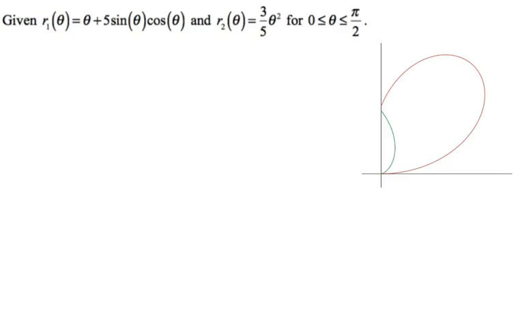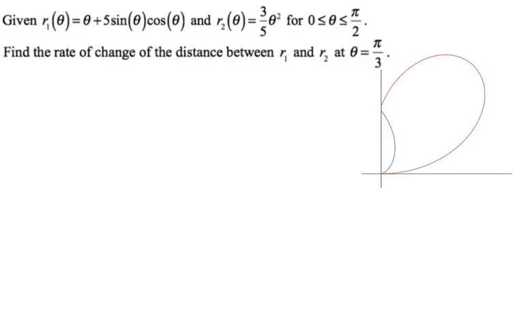And also I provided a graph because on the AP exam they almost always provide that graph. So what we're going to try to do is find the rate of change of the distance between r1 and r2 at theta equals pi over 3. So you can see from the graph that r1 is the bigger curve and r2 is the smaller one. r1 is always greater than r2.